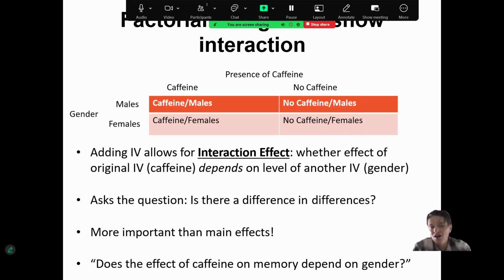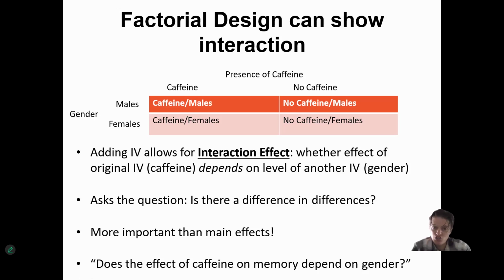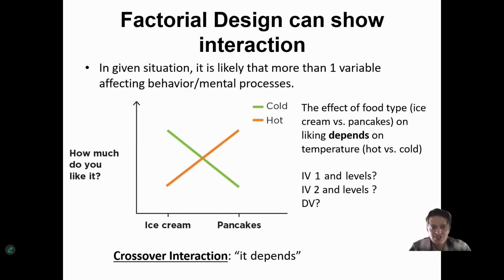It depends on the level of caffeine that they've ingested, right? So these tend to be more important and more telling than the main effects. So in essence here, what we're asking is, does the effect of caffeine on memory depend on somebody's gender? And we can have this interaction effect where it does depend. So, in a given situation, it's likely that more than one variable is affecting behavior and mental processes, right? Things tend to be complicated. There tend to be a lot of different things at play.